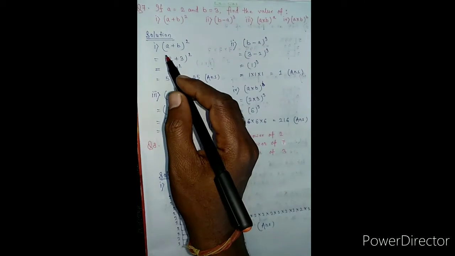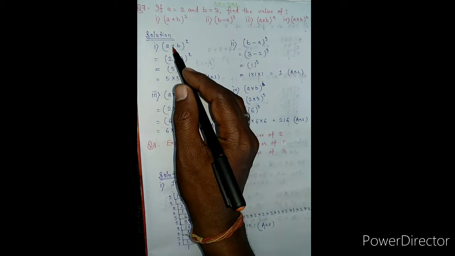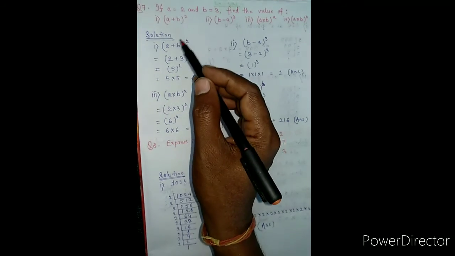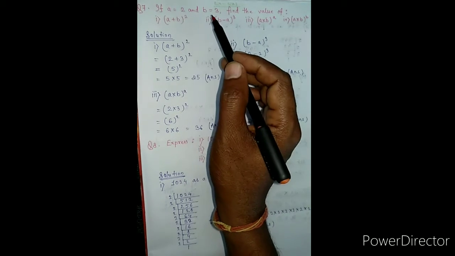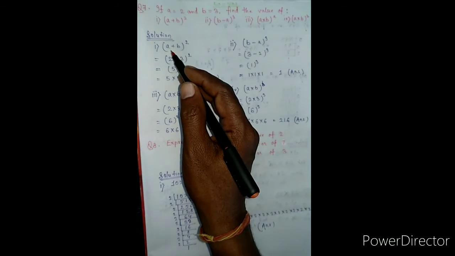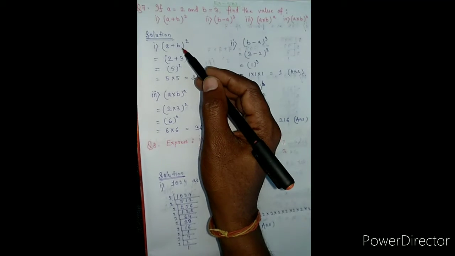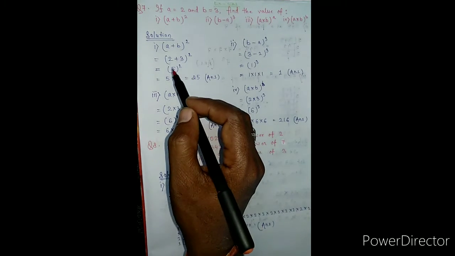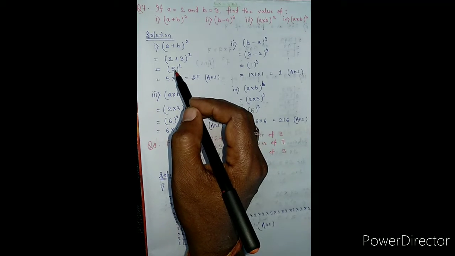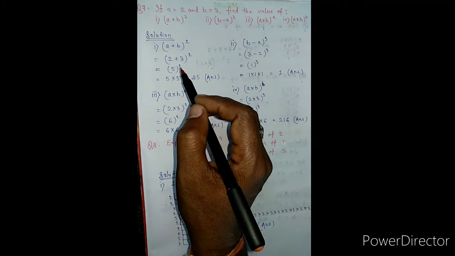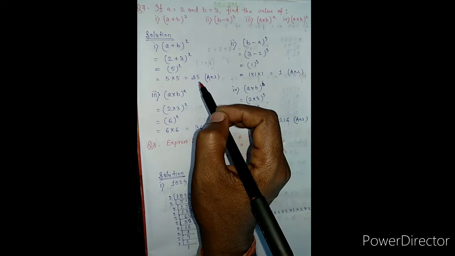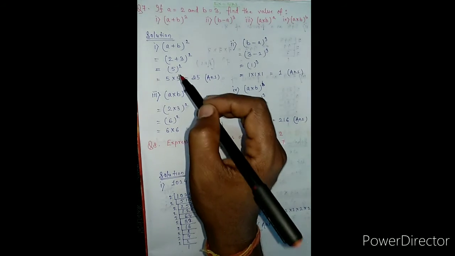Now first question number 1 is (a + b) whole square. Now put the value of a is 2 and b is 3. So in place of a we will write 2 and in place of b we will write 3. Now add these two. 2 plus 3 becomes 5 and its power is 2. That means 5 we have to write 2 times and multiply. So 5 into 5 equal to 25. This is the answer for this question.